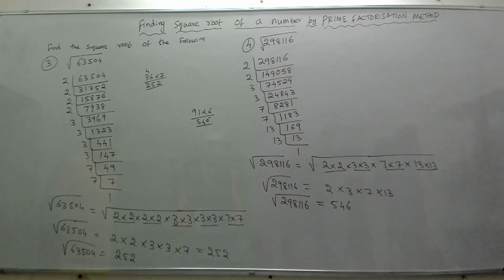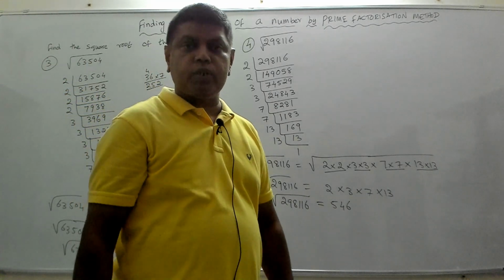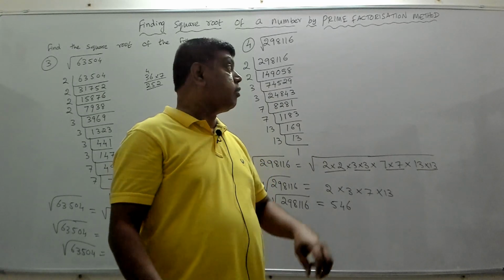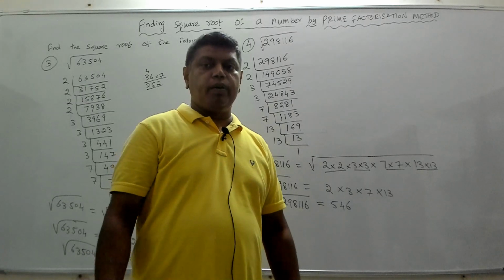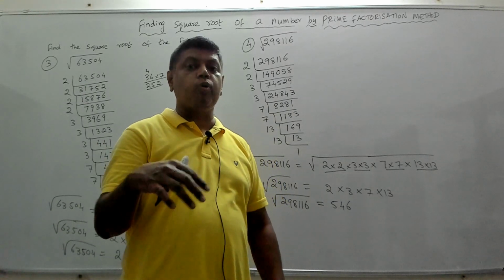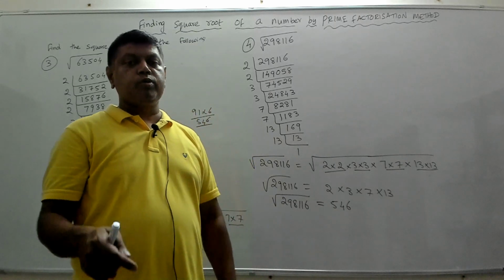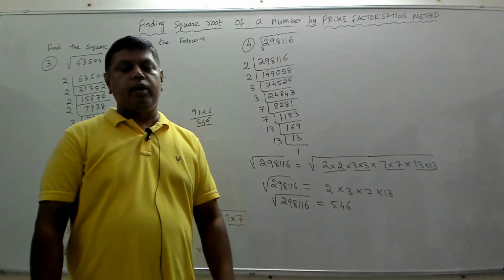So this is how we find the square root of a number using the prime factorization method. This will be useful whenever you need to find the square root of a number. Either you can find it using the prime factorization method, or you can also find it using the division method, which I have explained in another video. You can watch that also. So mostly we'll use these two methods only to find the square root of any number.